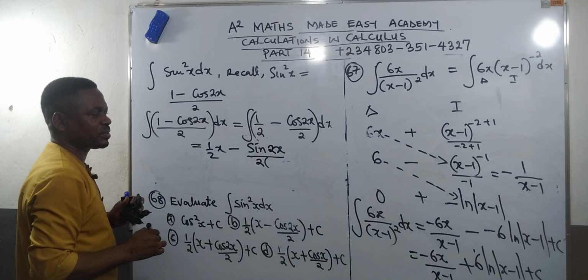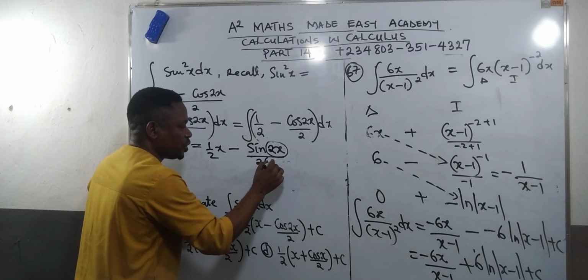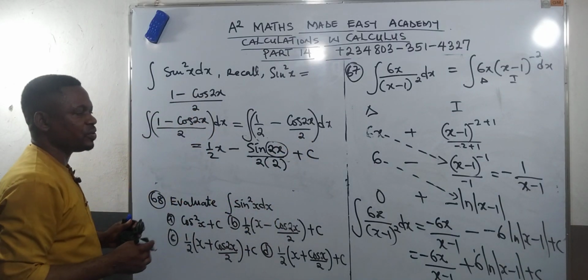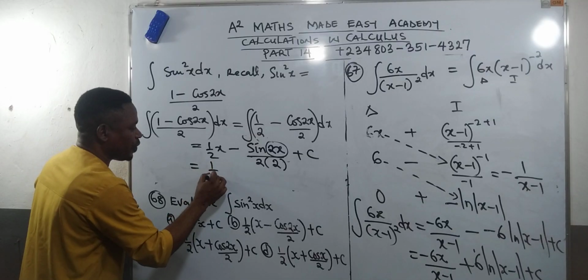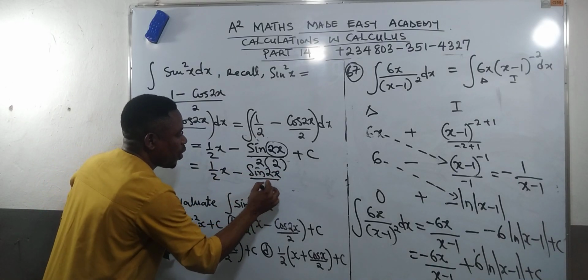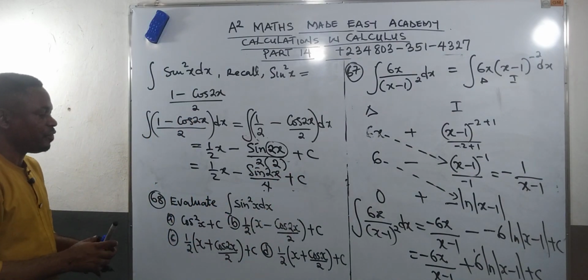Open the brackets. And then differentiate 2x. It will give you 2. Close the bracket. Then finally plus what? C. Life goes on. So what do you think that will happen? 1 over 2x, right? Minus sine what? 2x. Then all over 2 times 2 will give you 4. Plus what? C. This could have been the final answer.